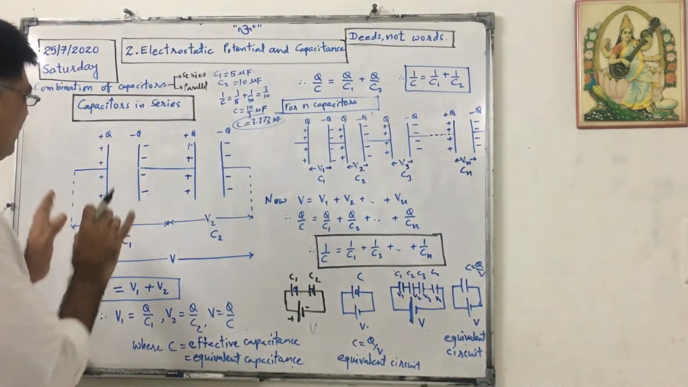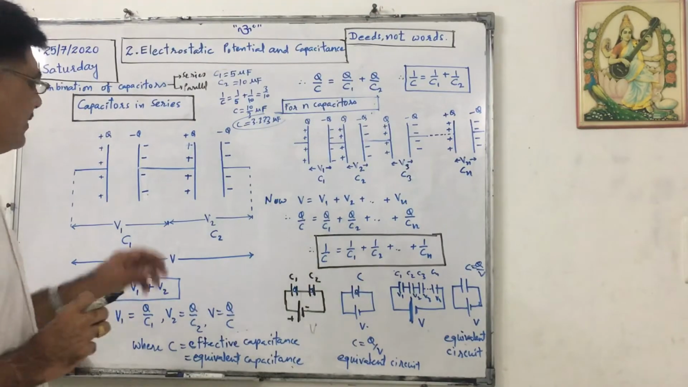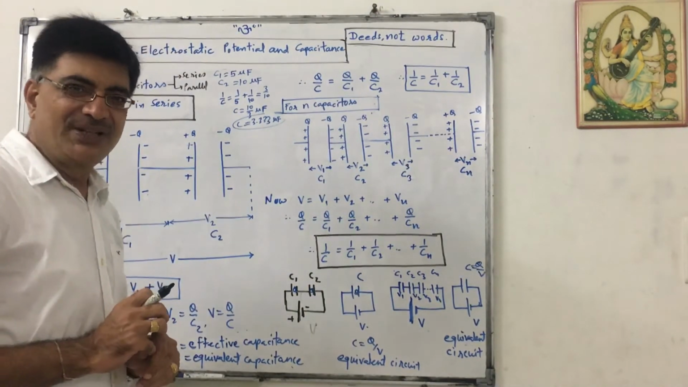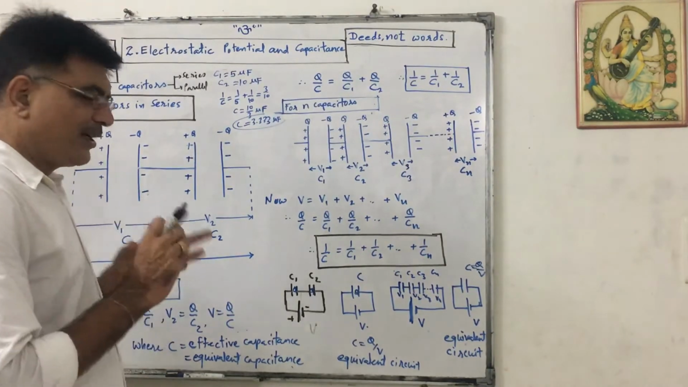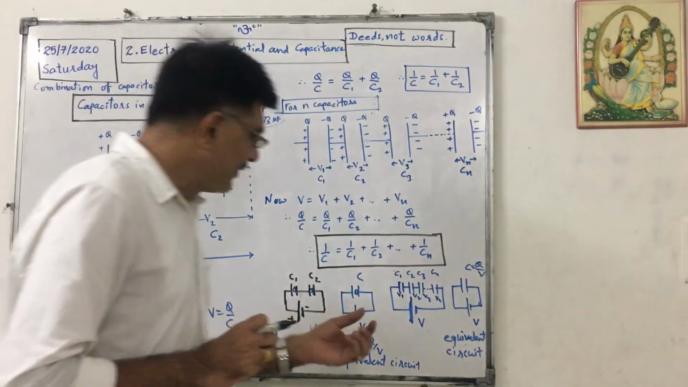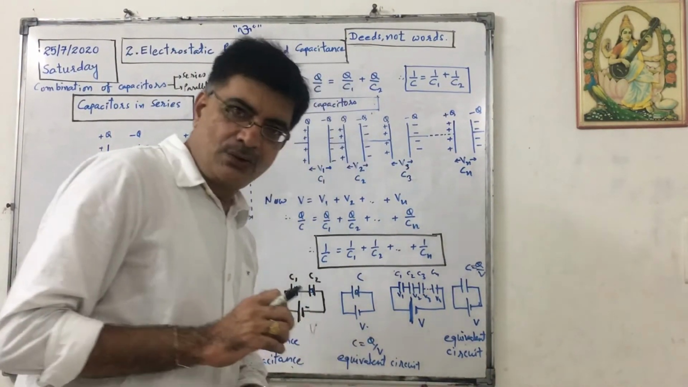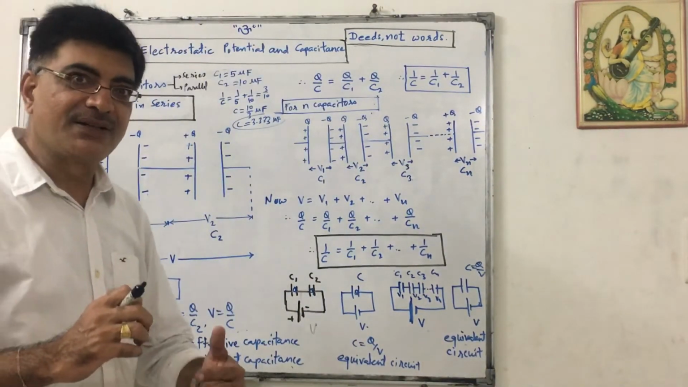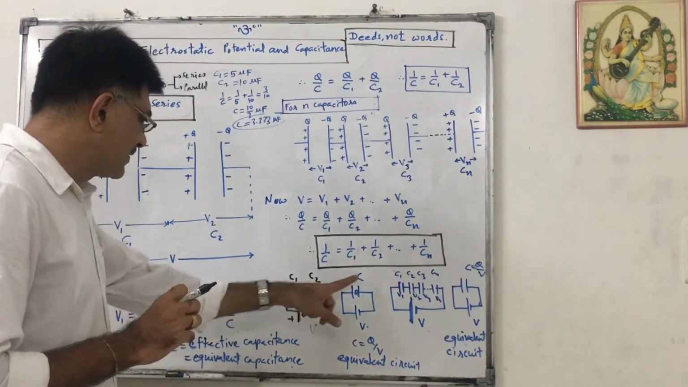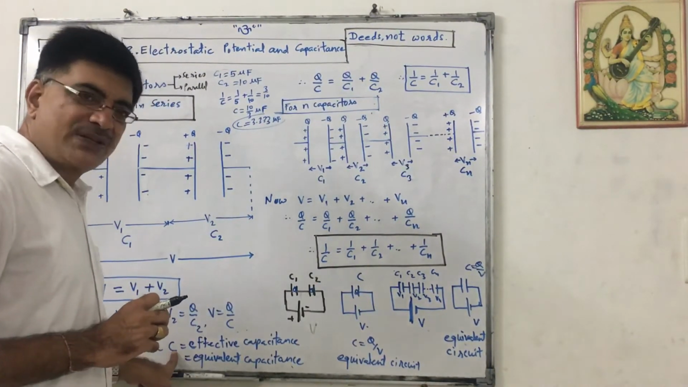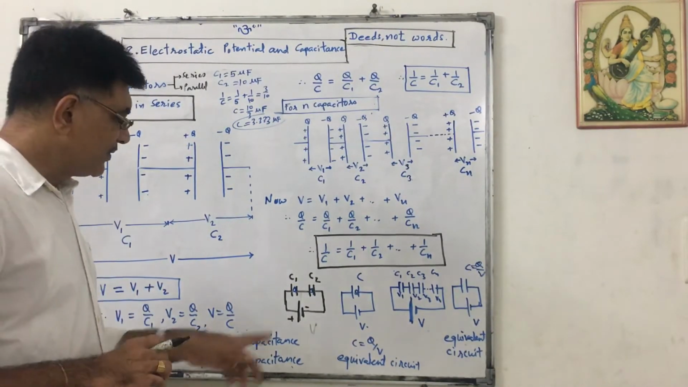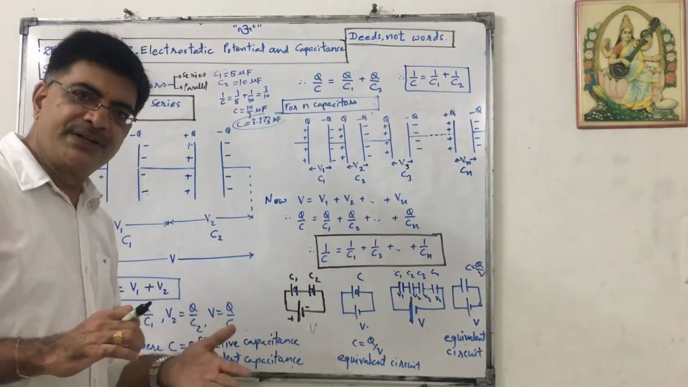But now see, in series the charges on both the capacitors are equal. And the effect of these two capacitors is called equivalent circuit. That is not drawn in textbook. Equivalent circuit, and the effective capacitance is C. Or say equivalent capacitance. Other word is equivalent capacitance. So this is easy figure for you to understand.